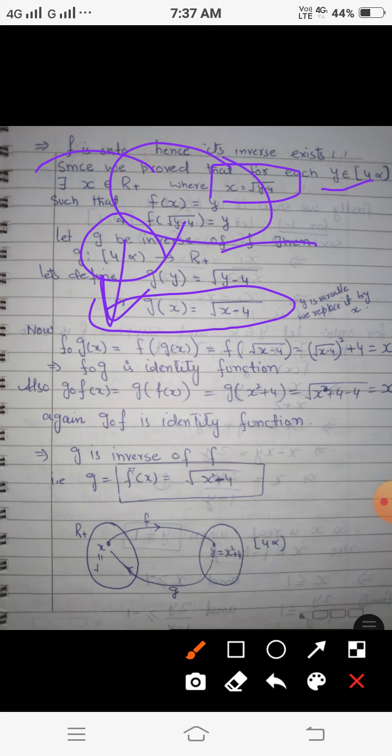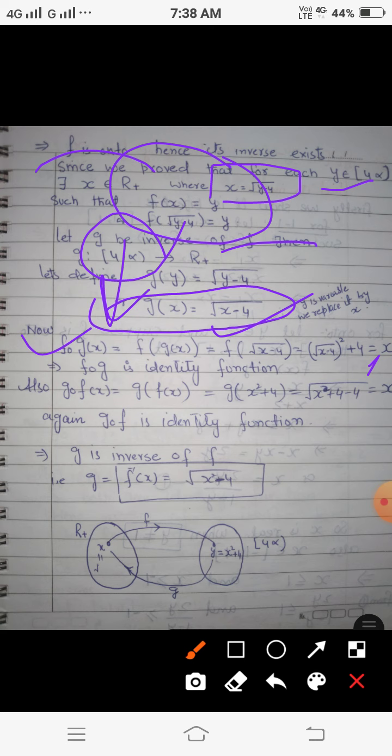Now we assume that this g is the inverse of f. For inverse, if g is the inverse of f, then f of g is the identity and g of f is the identity function. Now here we will define f of g. f of g of x equals f of g of x, because this is the definition of the composition of two functions. Now g of x is defined by root of x minus 4, but f of x is defined by x square plus 4. Here x is replaced by root of x minus 4, that is, root of x minus 4 whole square plus 4. Now root and square cancel, it is x minus 4 plus 4, which is x. So each x is mapped to x.